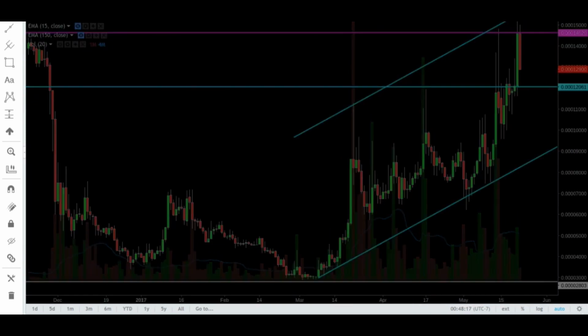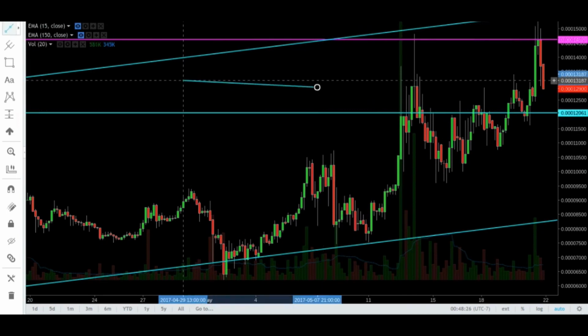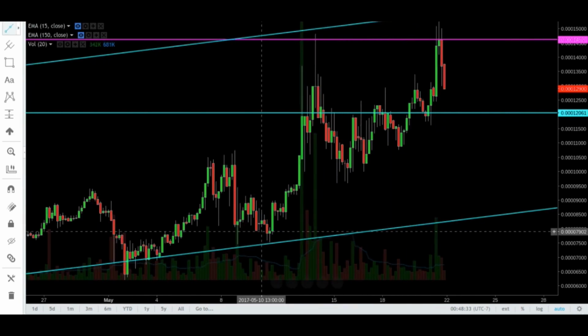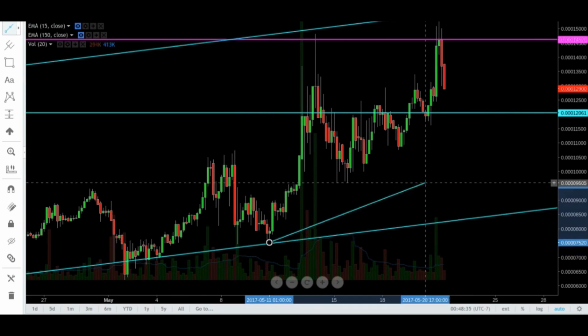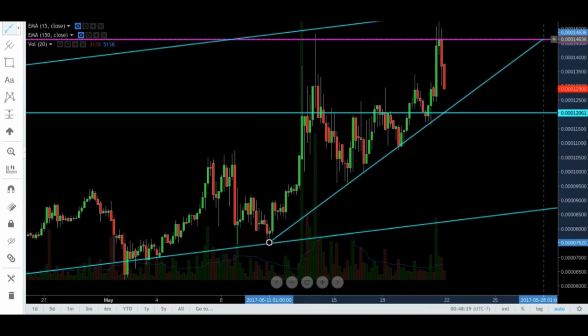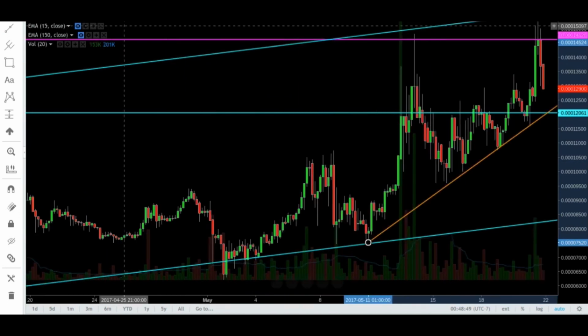So let's go into the 4 hour now. And if you see within the 4 hour, it's actually another slight uptrend. So let's also notate that. And this here will be a 4 hour color. Now let's go to the 1 hour.